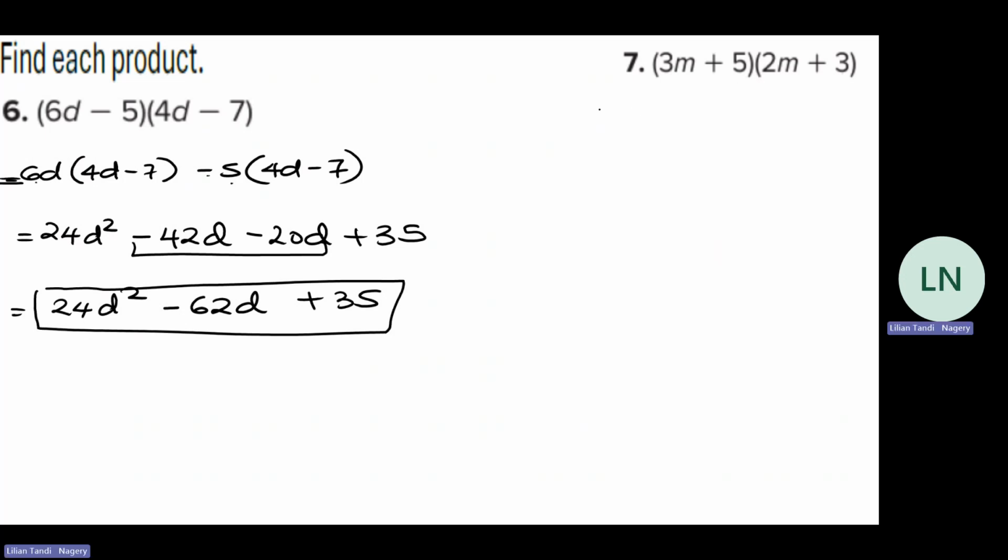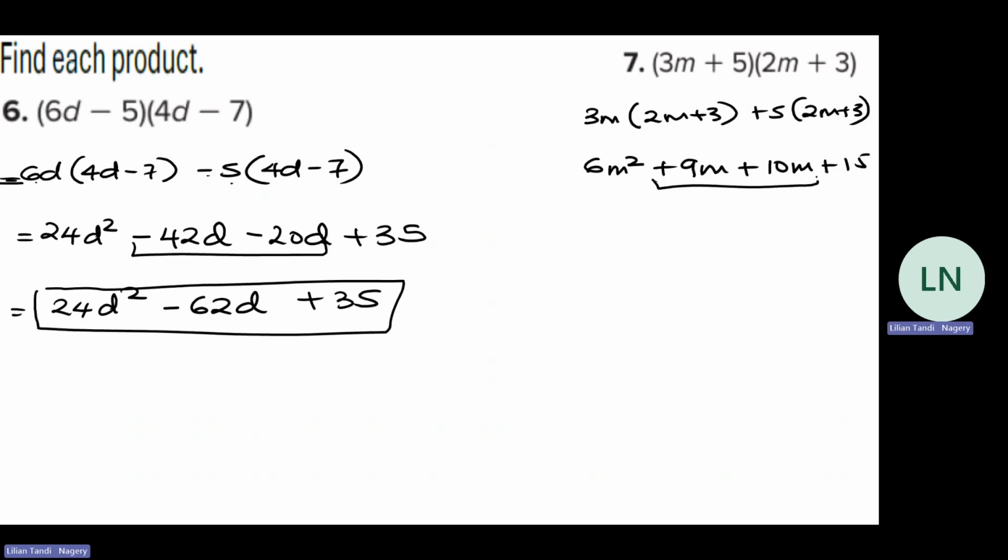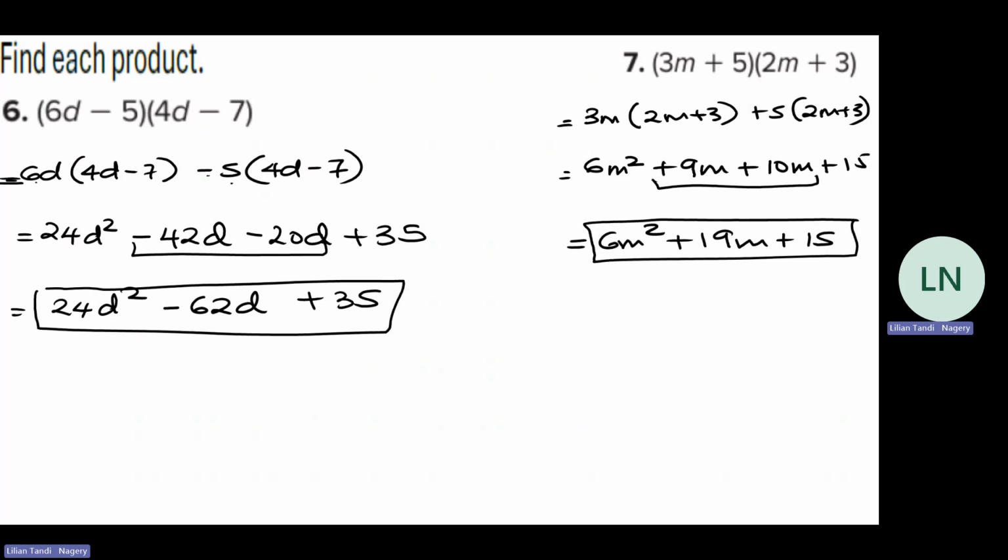So I'm going to do distributive property. I'm going to do 3m times 2m plus 3, positive 5, 2m plus 3. I get 6m squared plus 9m plus 10m plus 15. These are like terms. So our answer here will be 6m squared plus 19m plus 15. And I box our answer.